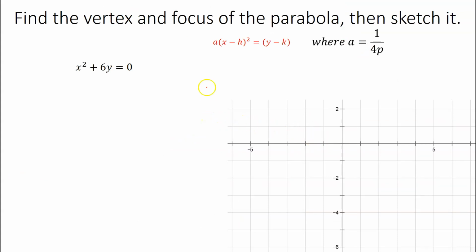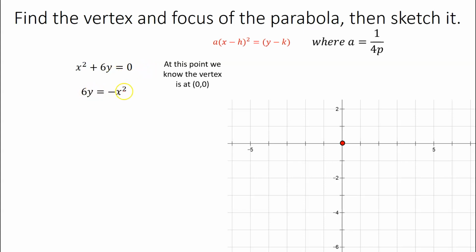Okay, let's find the vertex and focus of a parabola, and then we're going to sketch it. Okay, so here I've got this equation here. This is helpful if I can have it like that. In other words, or at least I have the y maybe by itself. Usually we actually put the k over here. So what I'm going to do is put the x squared on the other side, and then I'm going to divide by the 6. And I do make a comment there.